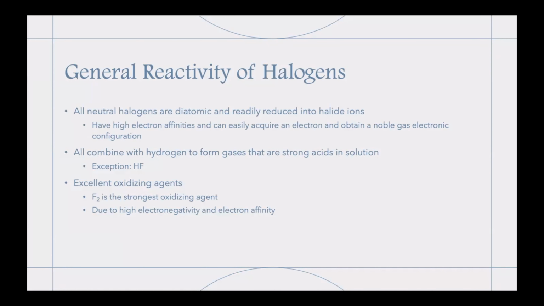The halogens are also generally excellent oxidizing agents due to this electronegativity and high electron affinity. They easily accept and will be stabilized by accepting an electron, which will in turn oxidize the donating species. In particular, diatomic fluorine is the best and strongest oxidizing agent.